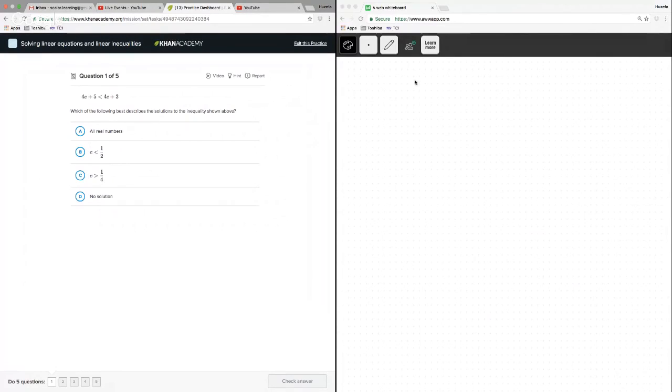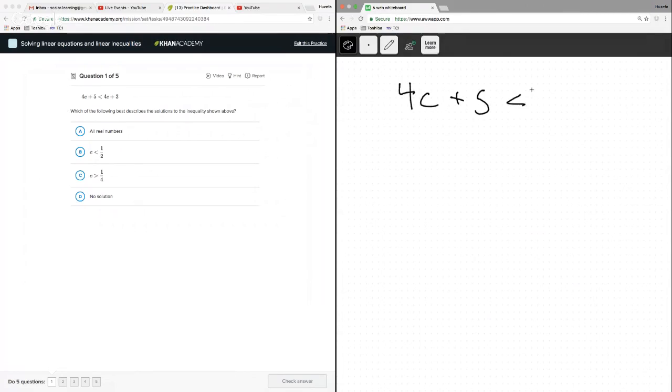So today, starting with number 1, we've got 4c plus 5 is less than 4c plus 3. It says, which of the following best describes the solutions to the inequality shown above? Now, again, just like an equation, with an inequality we got to isolate. We got to get all these different c values together. First, I'm going to subtract 4c from both sides.